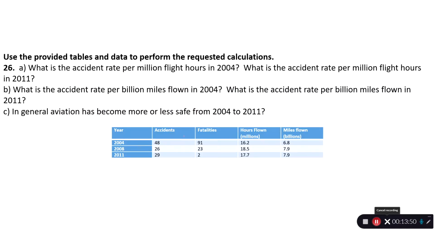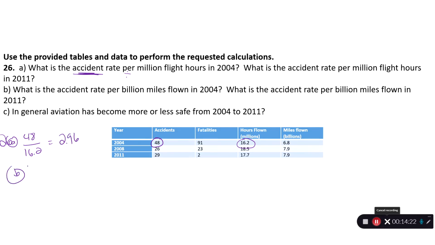And then travel risks. This is the last one we'll work from this section. It says, 26A says, what's the accident rate per million flight hours in 2004? So we're looking at this 2004. We're looking at the accident rate. We're going to divide it by per million flight hours. So million hours flown. So 26A is going to be 48 divided by 16.2. So we get about 2.96.